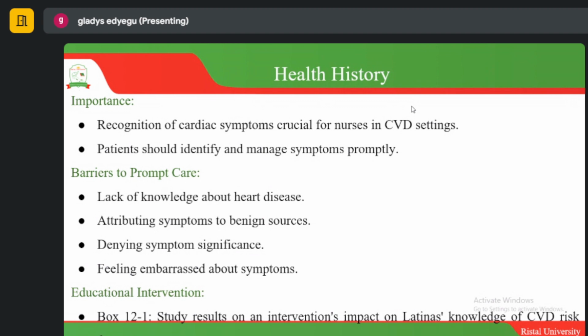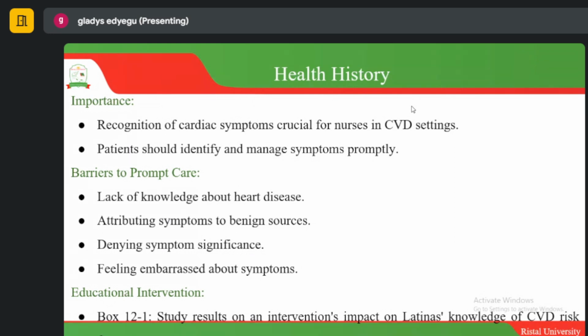There can be lack of knowledge about heart disease. You may be talking to your patient, but the patient may not know anything. But you, the health worker, should also have the knowledge and understanding about cardiovascular diseases, because the patient may express the signs and symptoms, how he's feeling, but you should have the knowledge on how to categorize, how to diagnose, and how to understand that this is a cardiovascular disease.